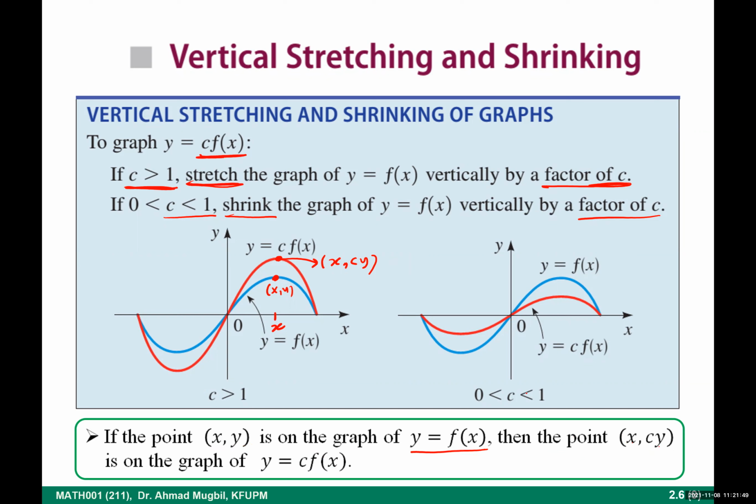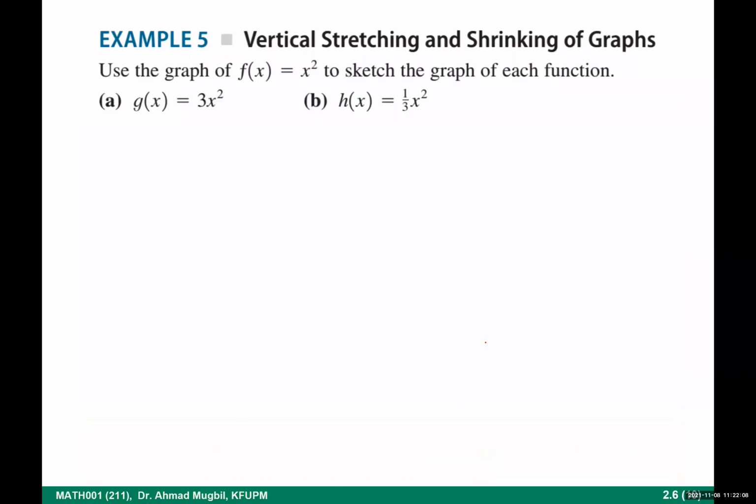Of course, if it is between 0 and 1, it is like dividing. So it will be shorter, it will be shrunk. It will be smaller. For example, if it is here 1 and this is 2, here it will be 1 and 1, for instance. So the y values will be smaller when we have vertical shrinking. Let's take this example, 3x squared. How to sketch the graph of this function? You will start with x squared, then you will do what?